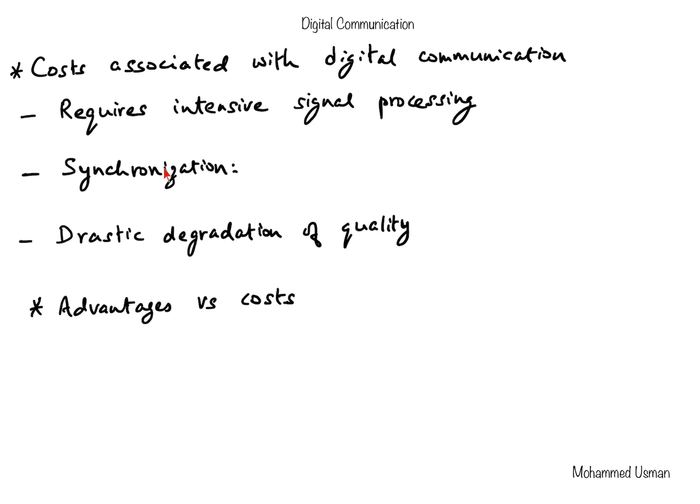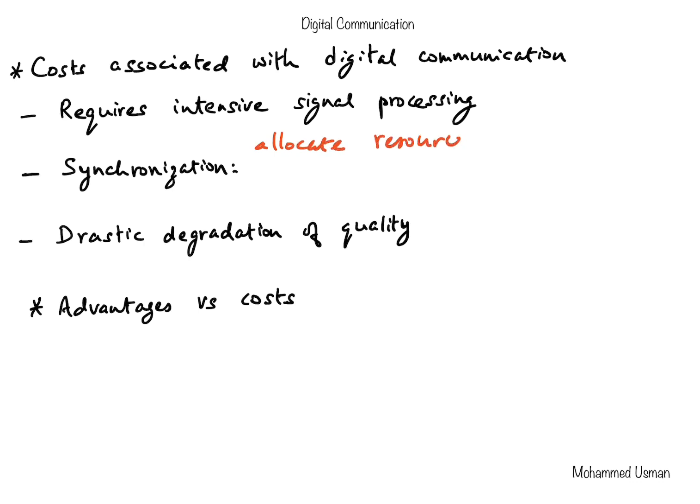Another significant disadvantage or cost associated with digital communication is that synchronization is important. Synchronization means the transmitter and receiver must be synchronized perfectly so that the transmitted bits and the received bits are aligned and we get them in the correct order. Even a slight misalignment can cause major problems, and to achieve that synchronization, a significant amount of resources must be allocated.